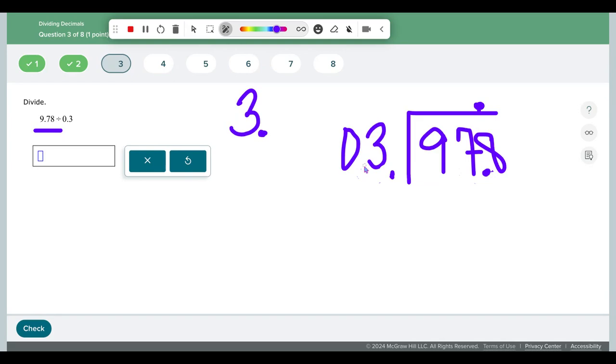Okay? So again, just to repeat, whatever you do to your divisor to move it, if you move it once, then you have to move it once here. If I moved this twice, then I would have to move this twice. You have to be fair, okay?